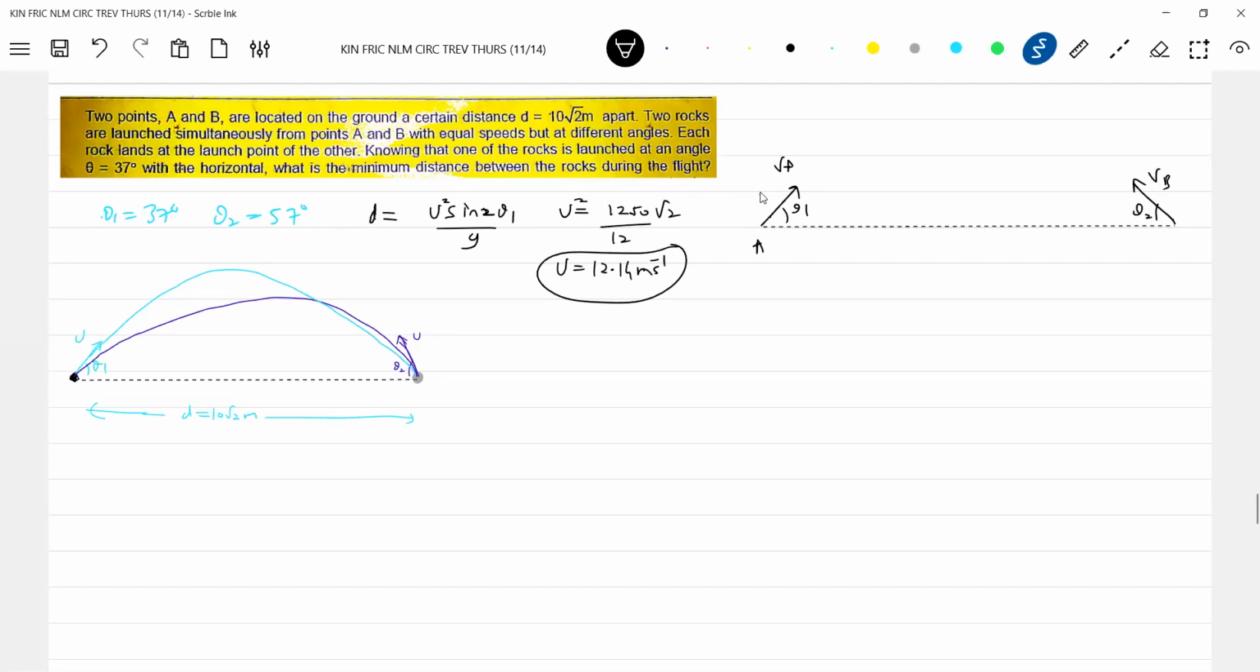Okay, there's VA, and VA equal to VB equal to U. That we know. Then we know this separation D. So what we do is, let me keep this A at rest, then let B move with a velocity VBA. So it'll become very easy for us.